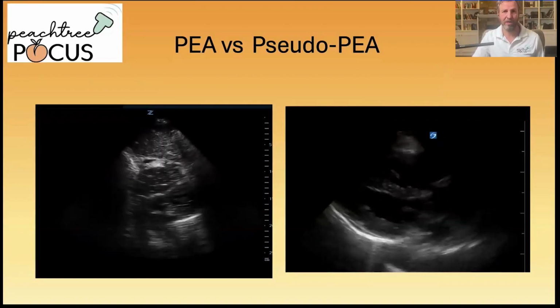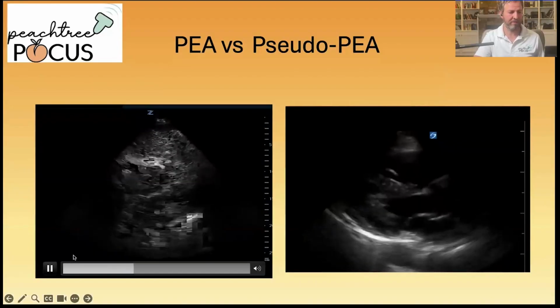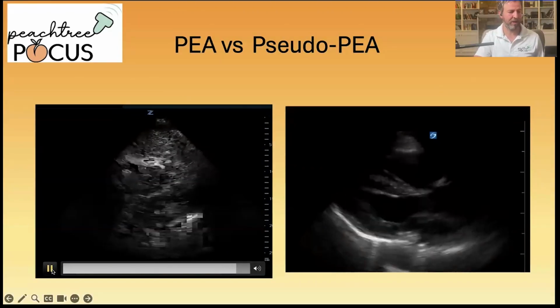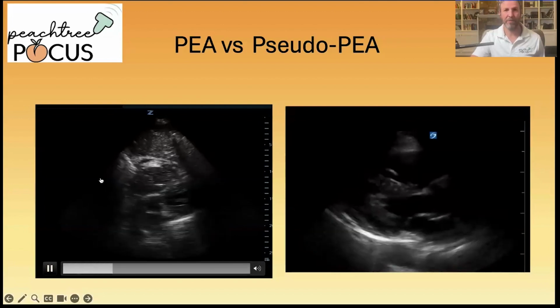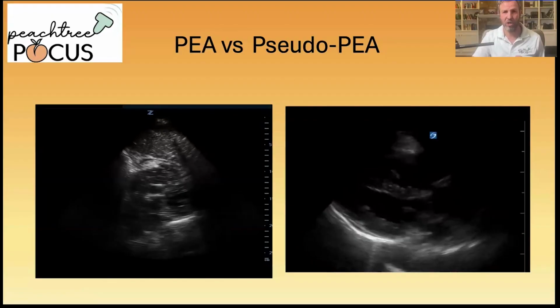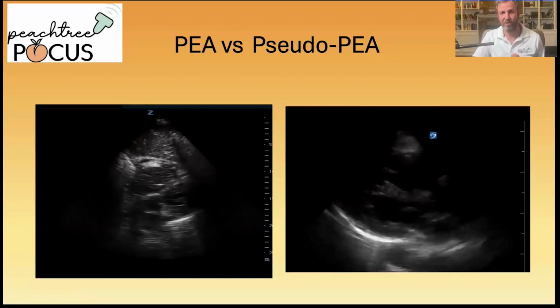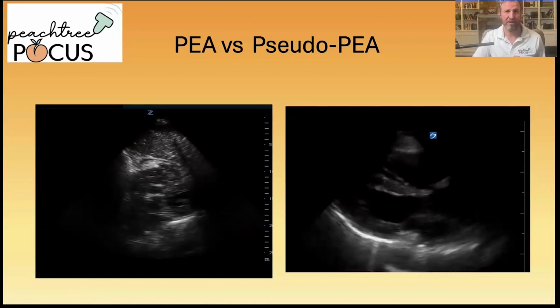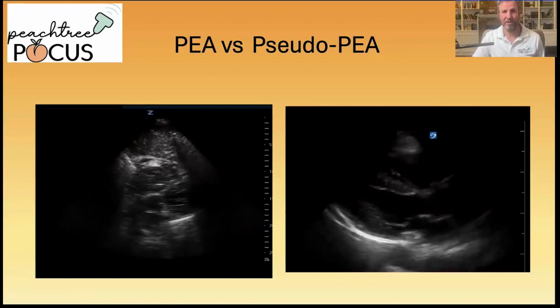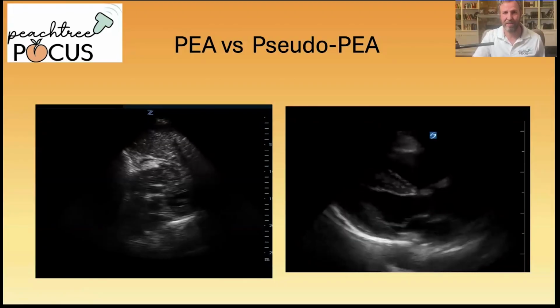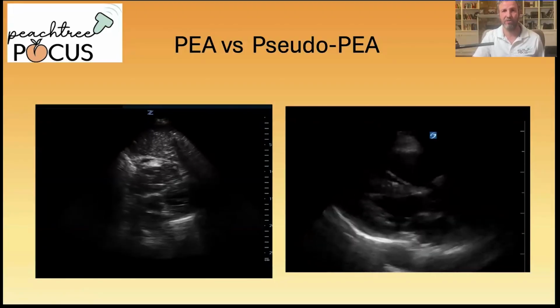True PEA, which is over here on the left, with our image not showing up super well, but there we go. True PEA is there's electrical activity, but the heart has no meaningful contraction, like here, the left ventricle is not moving at all. On ultrasound, you'll see no cardiac activity. And these patients need epinephrine to help the heart generate contractility. And this is the classic PEA we all know.